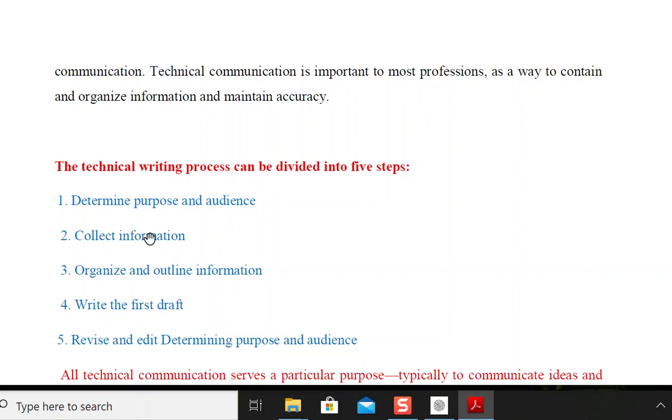Fine. So these five steps are very important for all the people who are involved in technical communication.